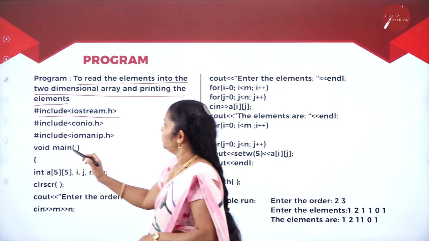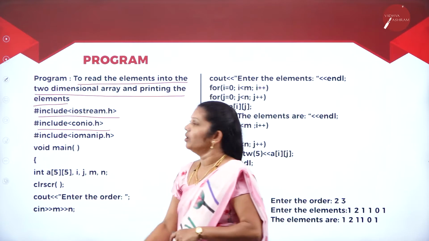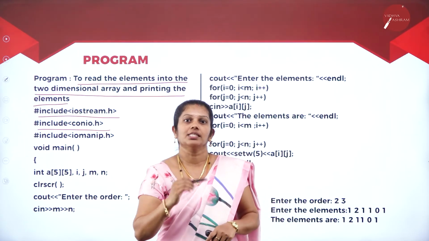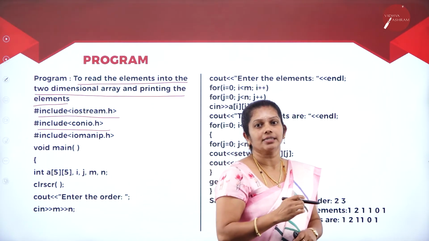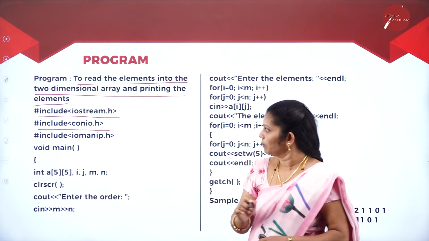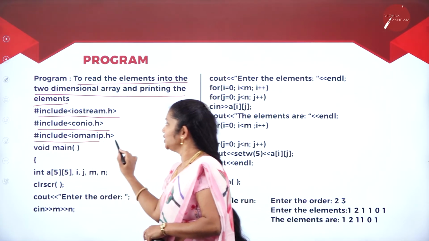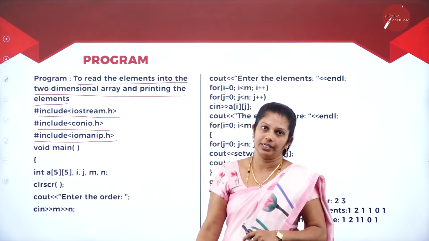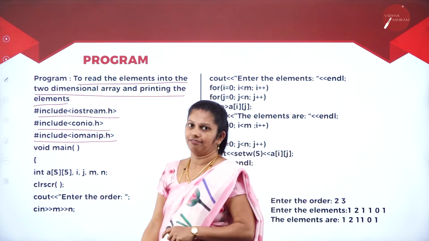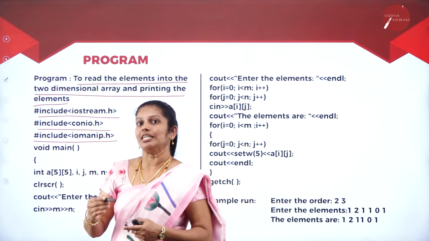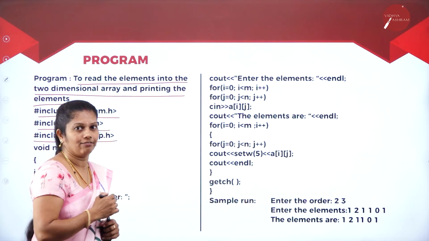The next header file we are using is #include <conio.h>. This is a supporting header file for the clear screen as well as getch functions. Next header file, #include <iomanip.h>. This is a supporting header file for setw and setprecision.